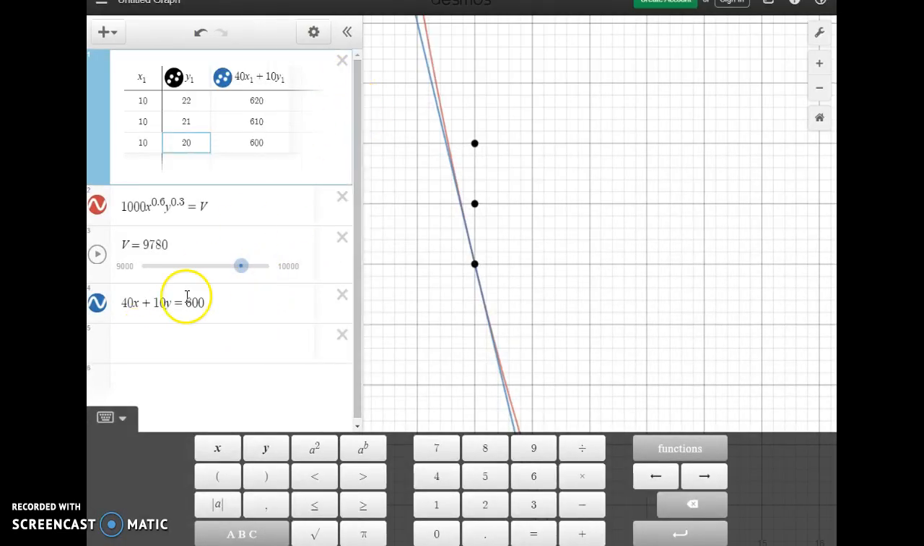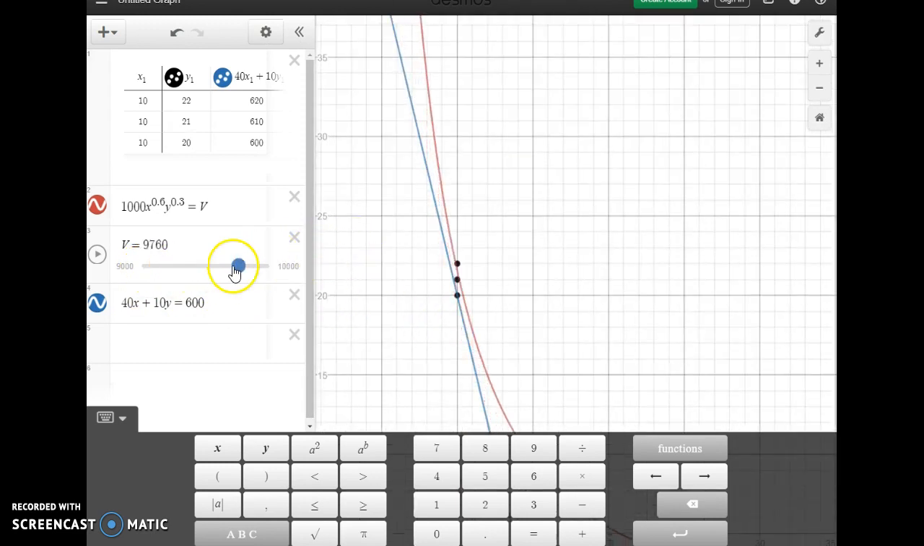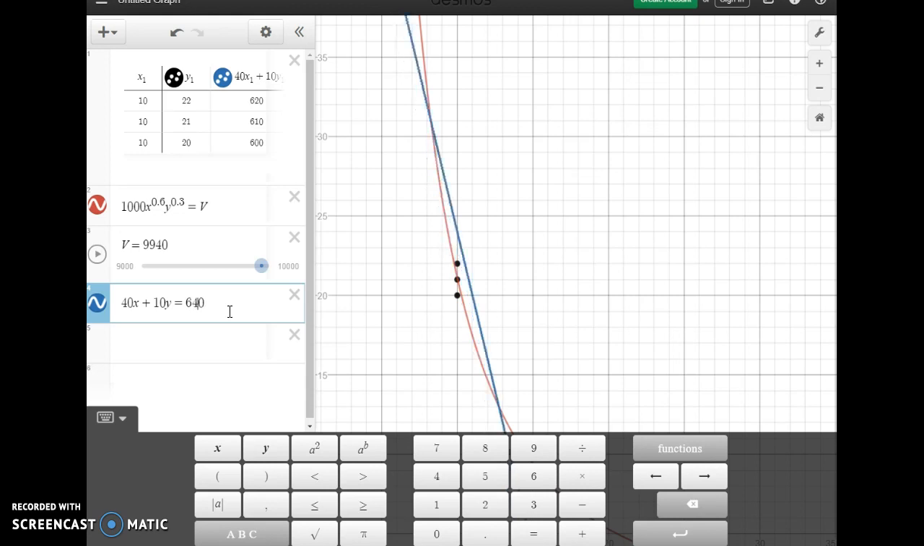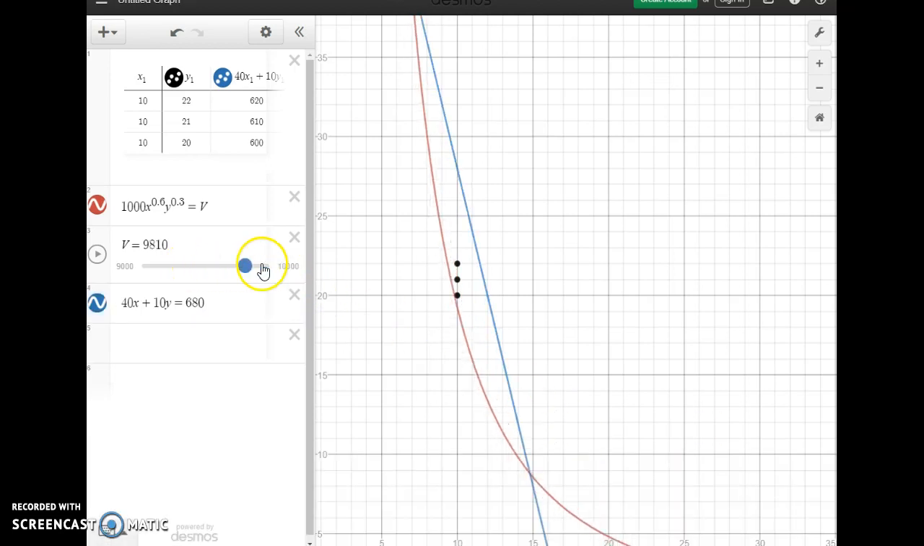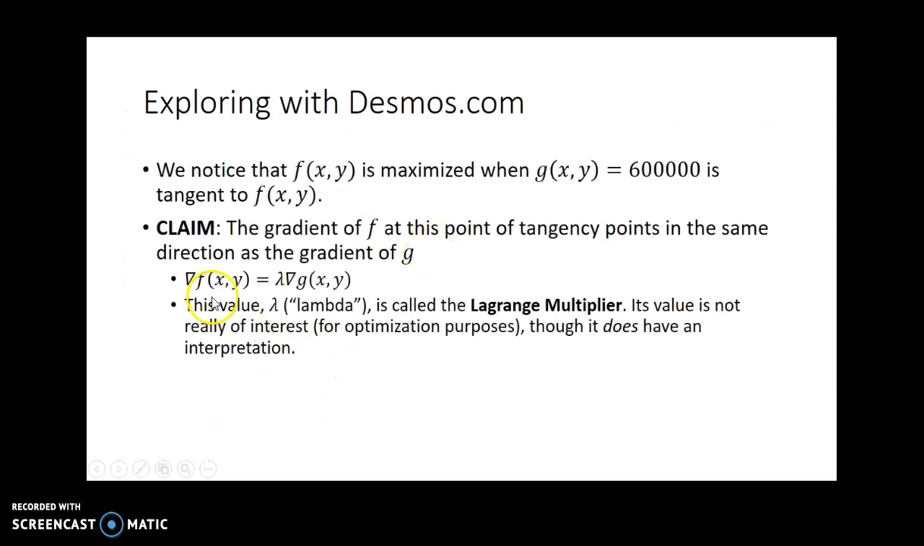And if I come back here once again, notice what's happening to my g of xy. It's always traveling out away from the origin, right? And if I increase the budget, if I increase this to 610, notice where it's going to move. It's going to move out away from the origin as well. So notice how every time I increase the contour, they're moving in the same direction as one another. They're moving out this way. And so intuitively, we'll use that to justify this claim, to say that the gradient is in the same direction.